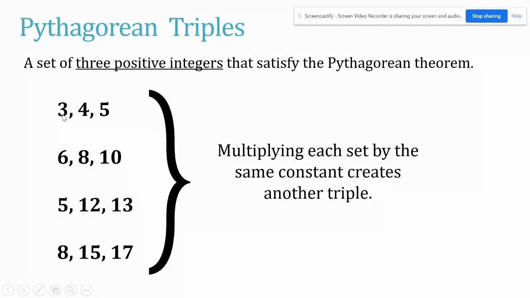So say we wanted to multiply it by 3. Then we would have 9, 12, 15. That's a Pythagorean triple. Okay, so this list can go on and on because we can multiply each of these by a constant.